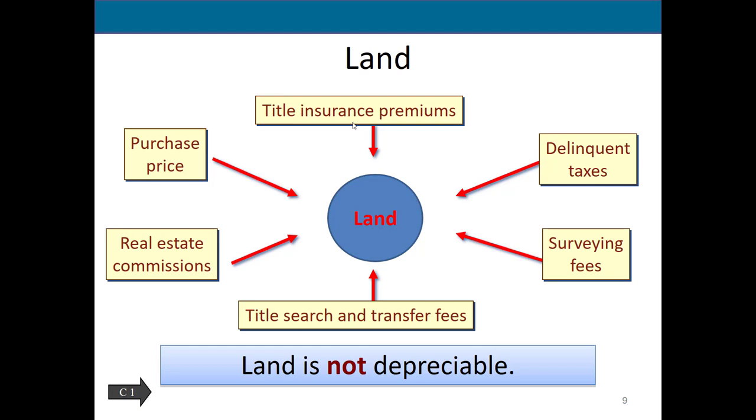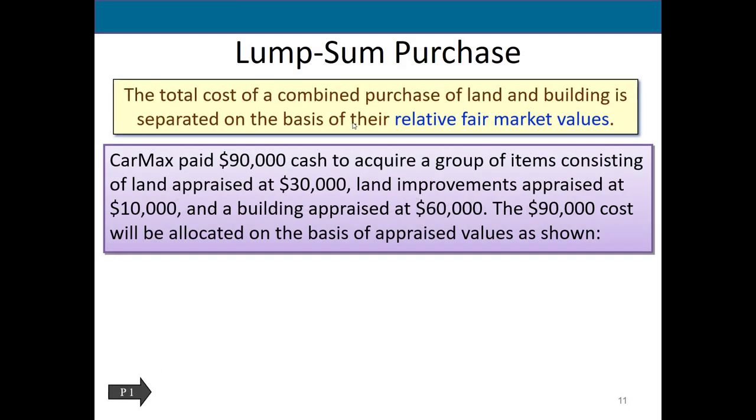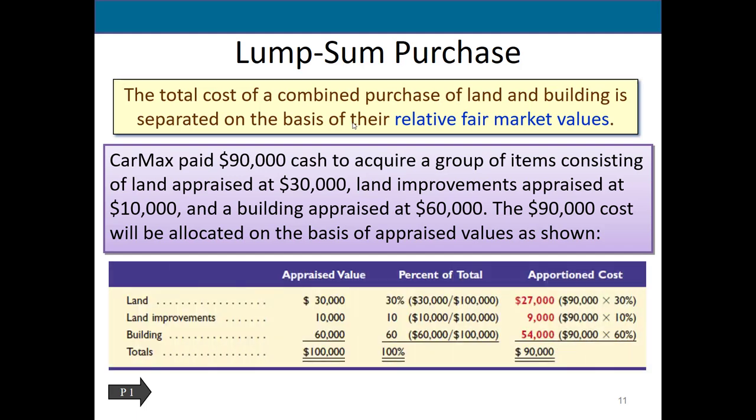It is always considered to be an appreciable asset, meaning that it usually goes up in value, not down. Land does not devalue, and do not mix that fact up with depletion of a natural resource. We'll talk about that in a second as well. All right, so how do we write off the cost of land? And that's where we get into depreciation.